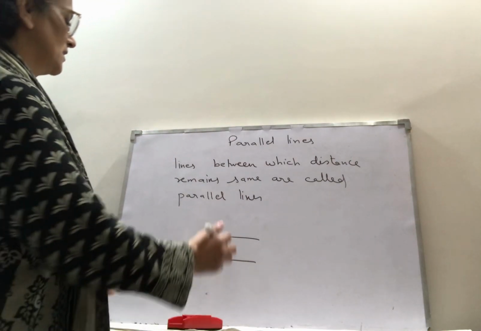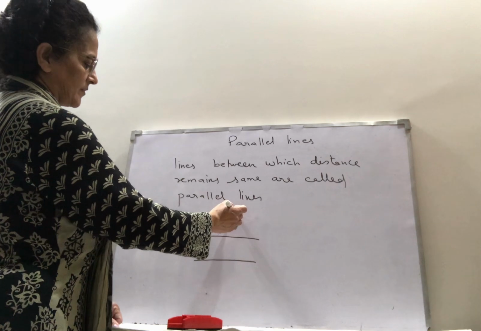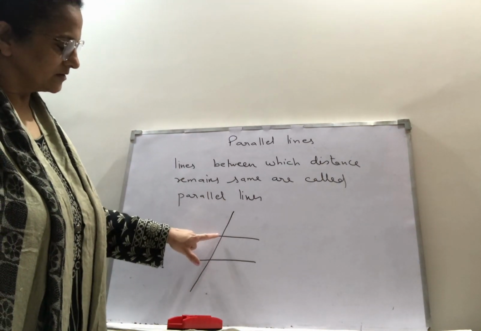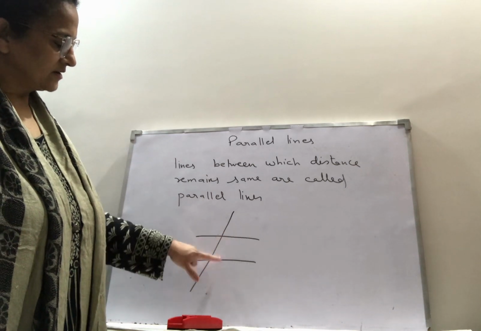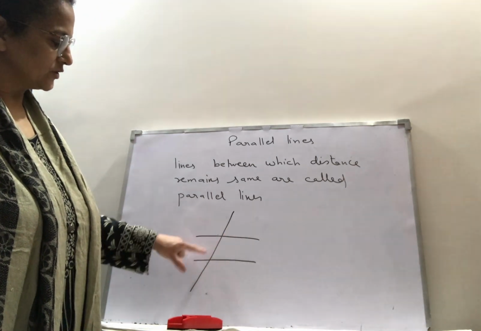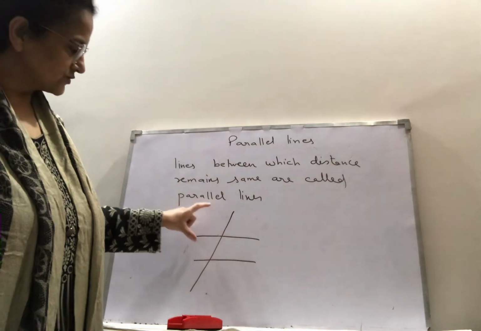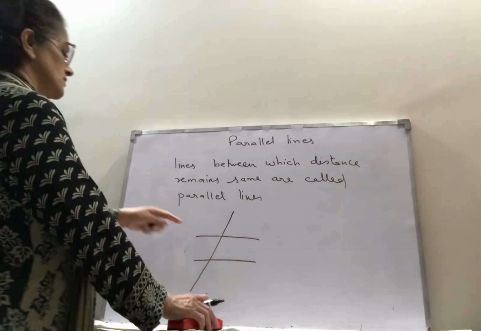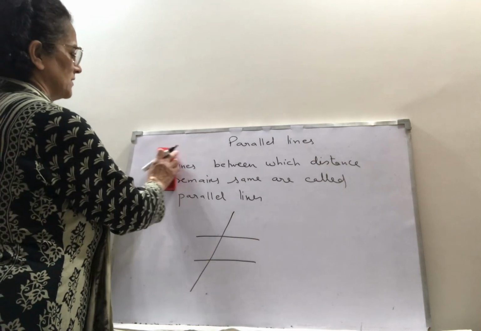So let's draw this. This line is intersecting these two lines. So these are two different points. So such a line is called transversal. So let's talk about now transversal.